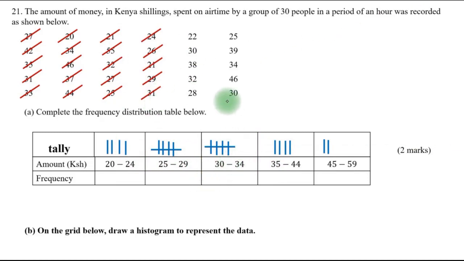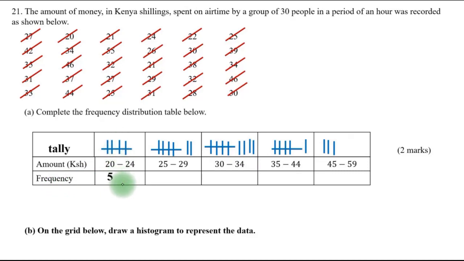31 belongs here. 22 belongs here. 30 belongs here. 38 belongs here. 32 belongs here. 28 belongs here. 25 belongs here. 39 belongs here. 34 belongs here. 46 belongs here. Finally 30 belongs in this class. Therefore here we fill the frequency part, so we count this is 5, this is 5 plus 2, 7, 5 plus 4, 9, 5 plus 1, 6, and this is 3.